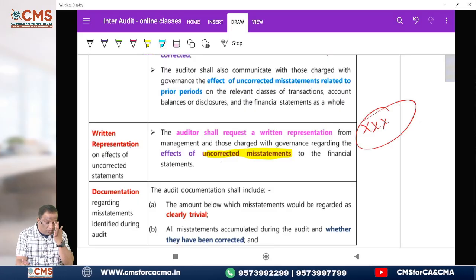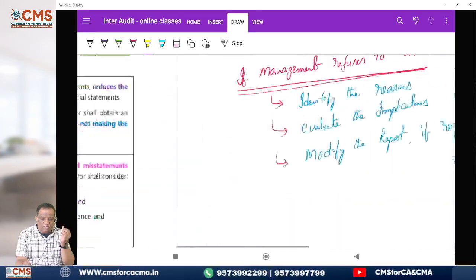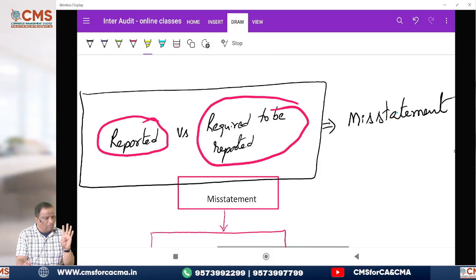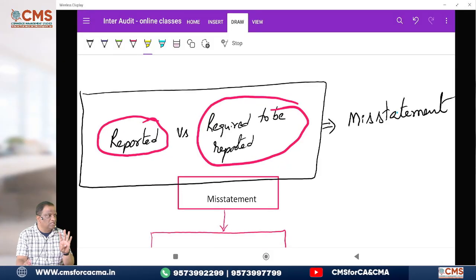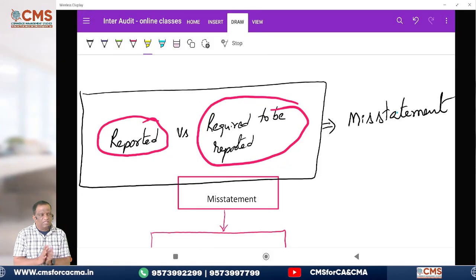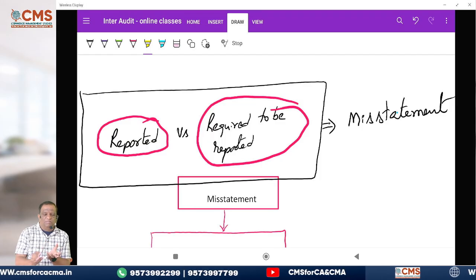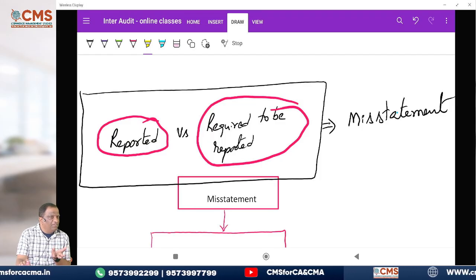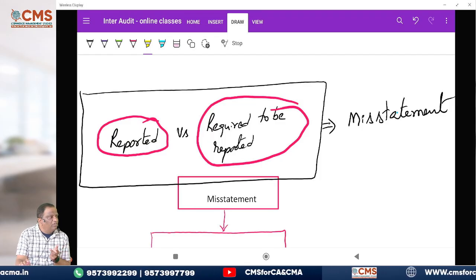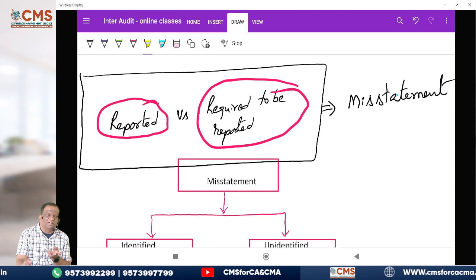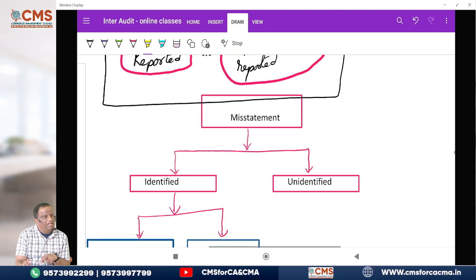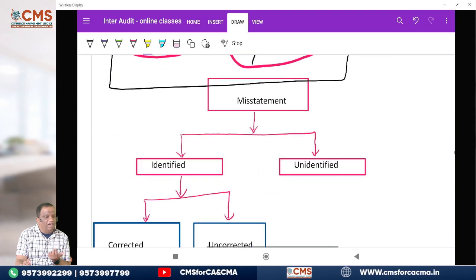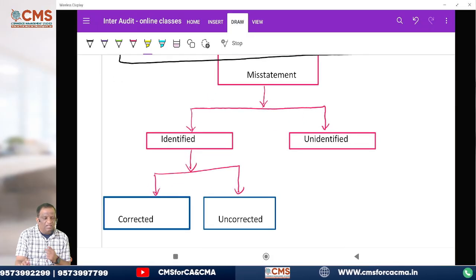So to go back, as a final round, tell me quickly. There are only 4 small boxes. That's all. If you read this, your essay 450 is over. What do you mean by misstatement? Quickly. Difference between reported and required to be reported. What are the types of misstatement? First, identified and unidentified. Identified is further divided into corrected and uncorrected.